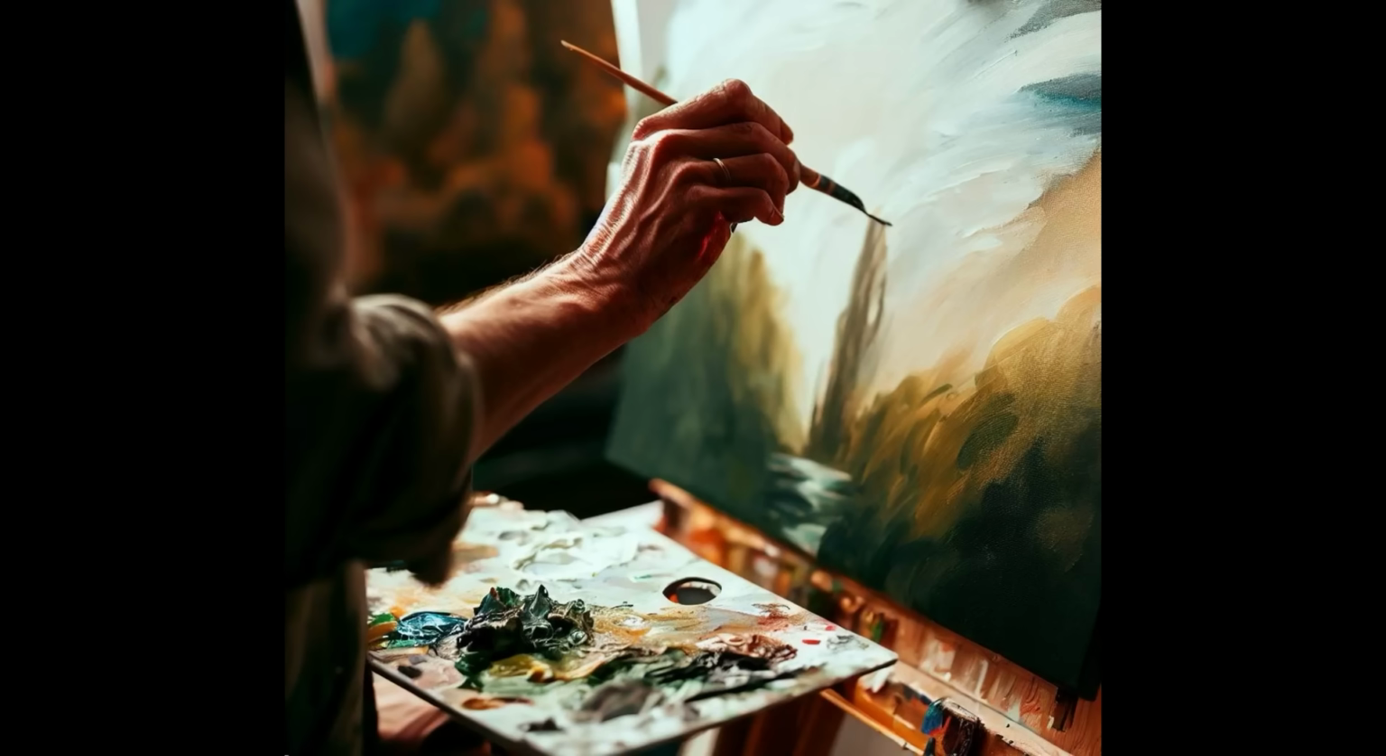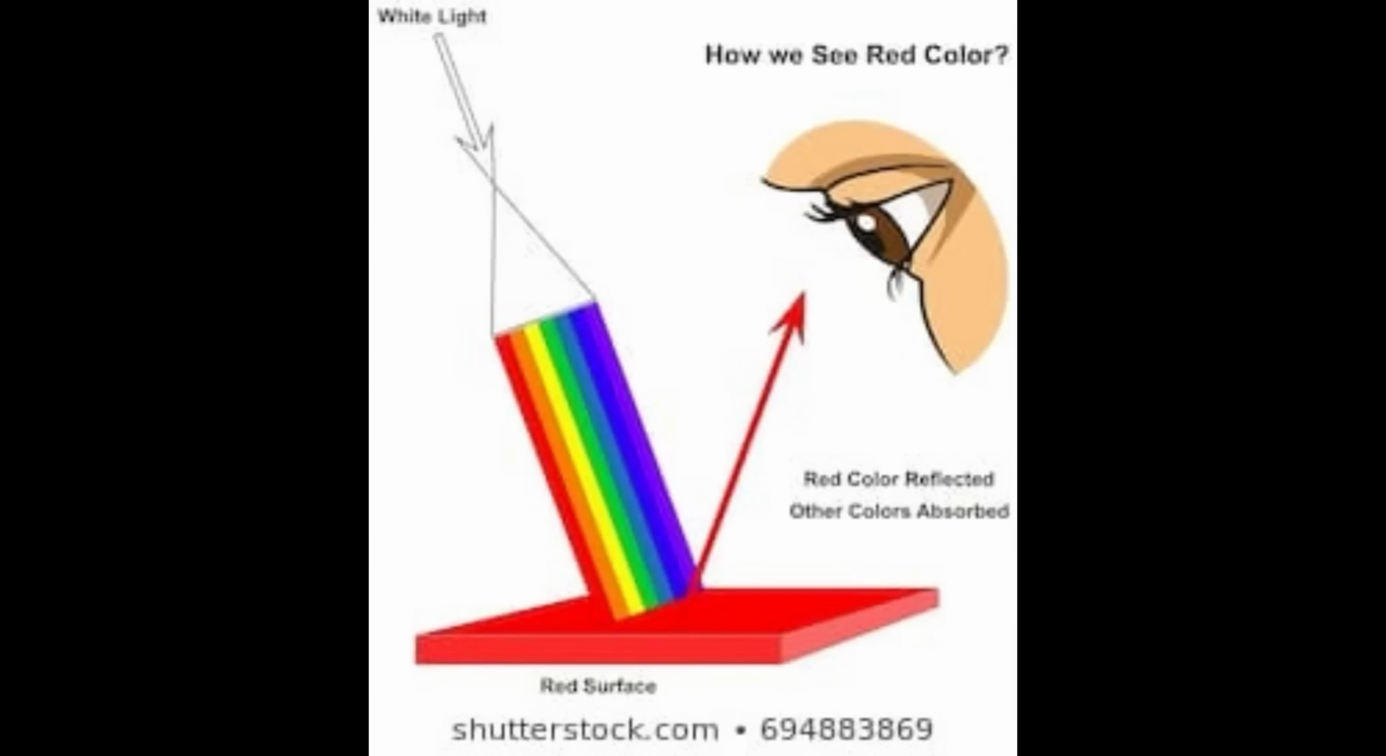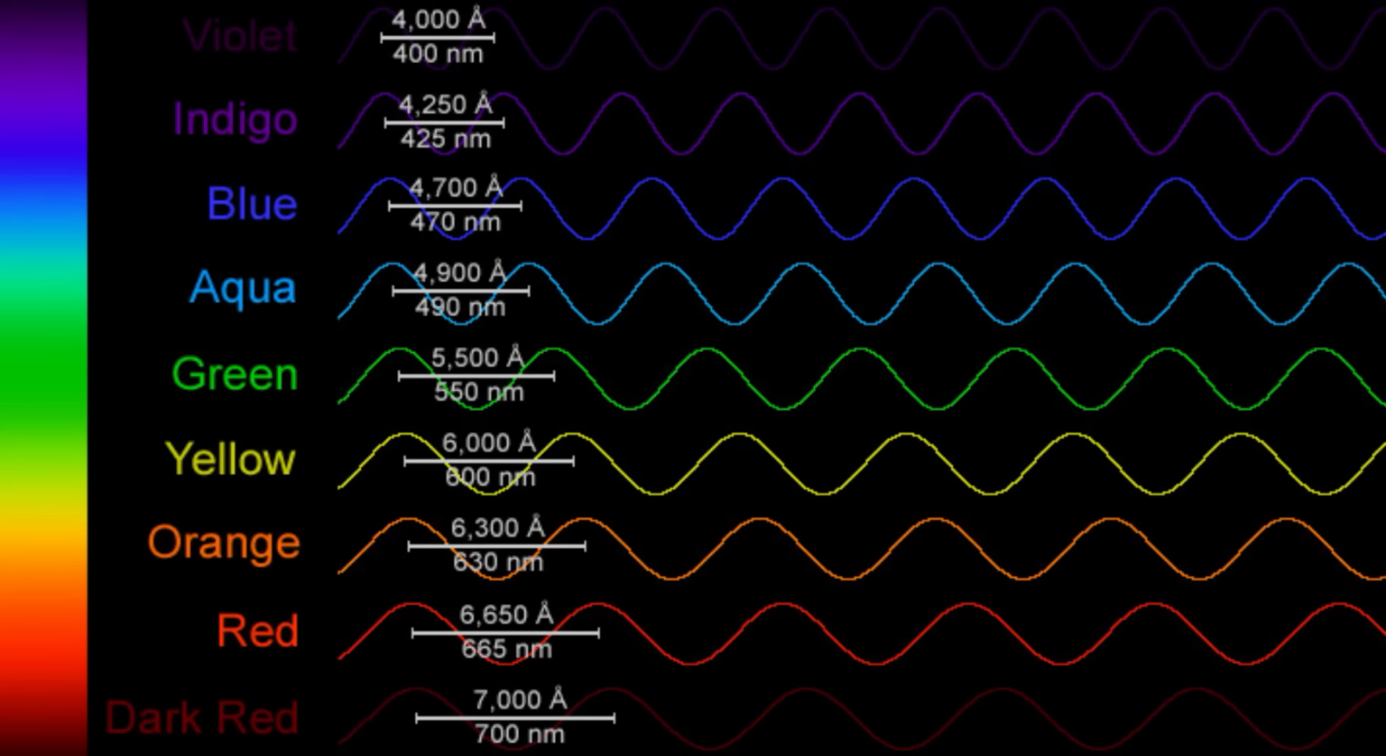Color in art refers to the way we see different shades and tones in pictures or paintings. It's created when light waves hit an object's surface and are then reflected back to our eyes. Subjects appear to have different colors because certain wavelengths of light are absorbed and others are reflected. This results in different wavelengths of colors being perceived.